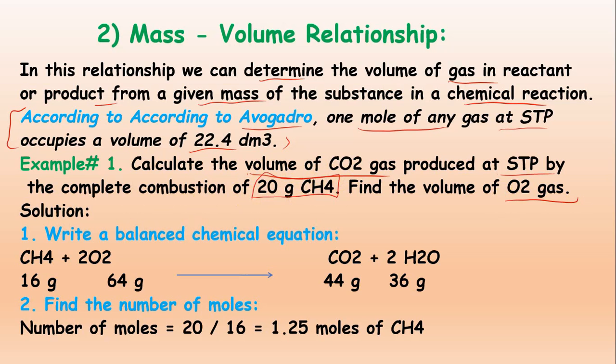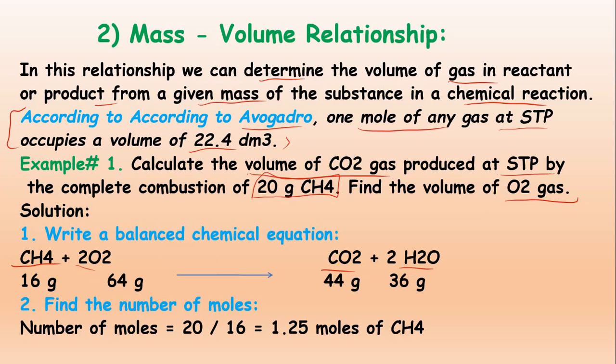So we will follow the same pattern step by step. Write a balanced chemical equation. Here is the balanced chemical equation of the combustion of methane with oxygen; CO2 and H2O will be produced. So 16 grams of methane, 64 grams of oxygen, then 44 grams of carbon dioxide and the water.